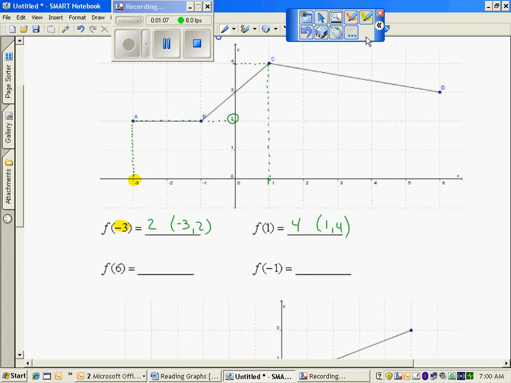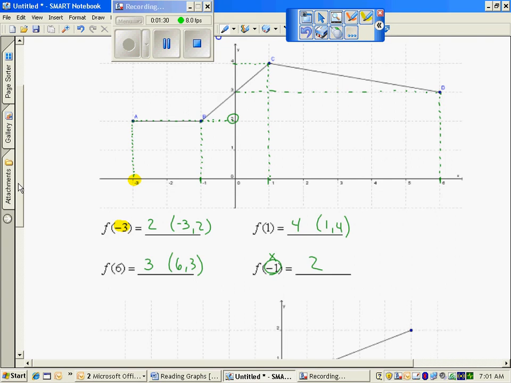F at 6. Finding 6 on my x-axis. Going across and finding the output that corresponds to that, I would get 3. Again, an ordered pair, 6, 3. F at -1. -1 is the x-coordinate, which is located here. Finding the corresponding output, I would get 2.